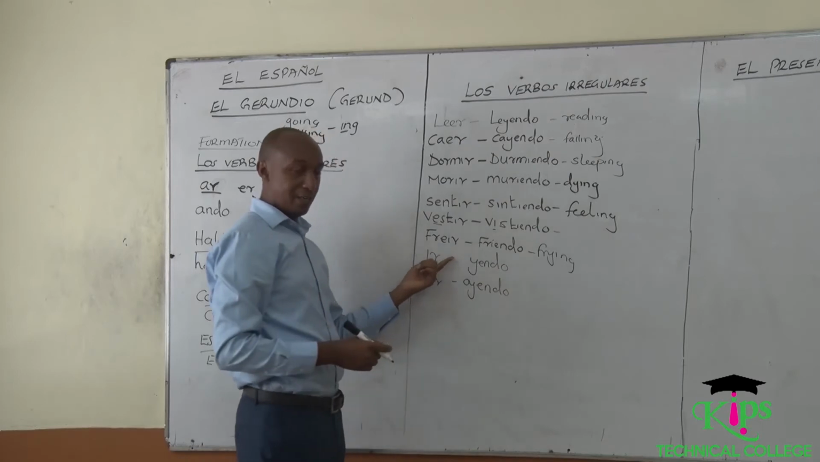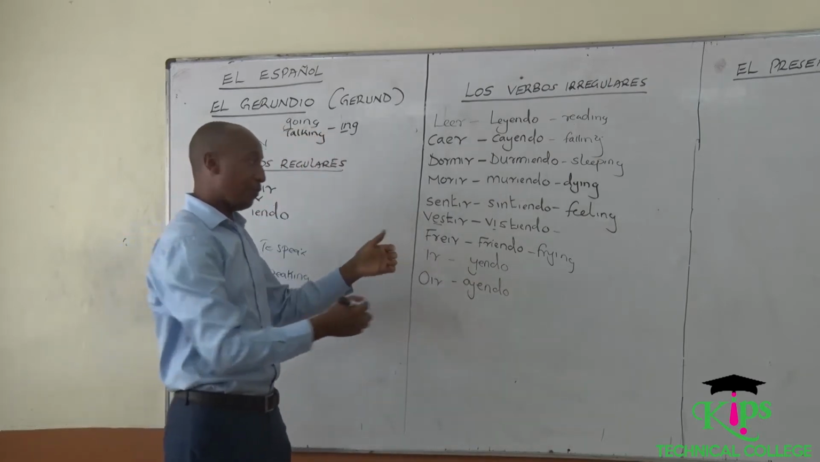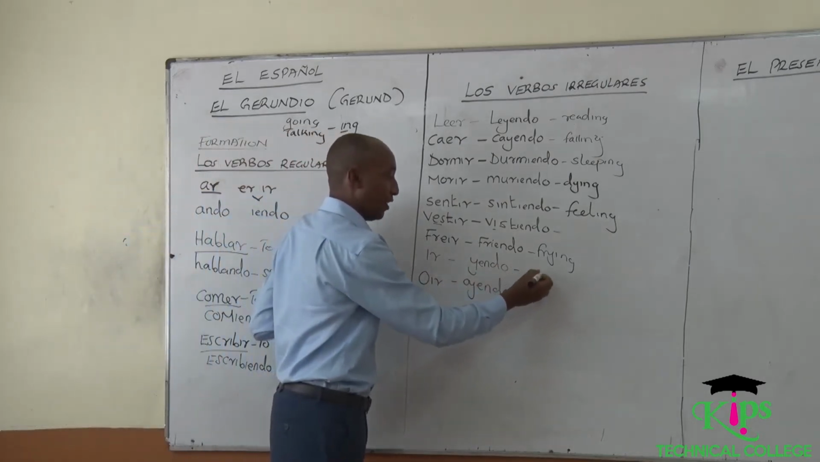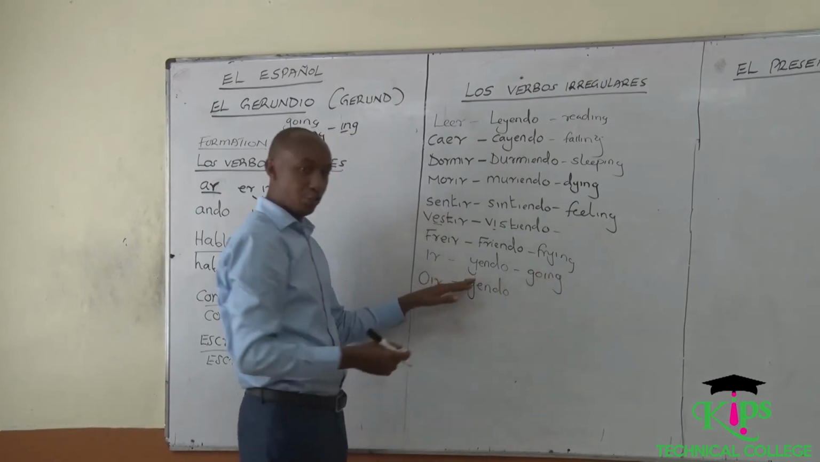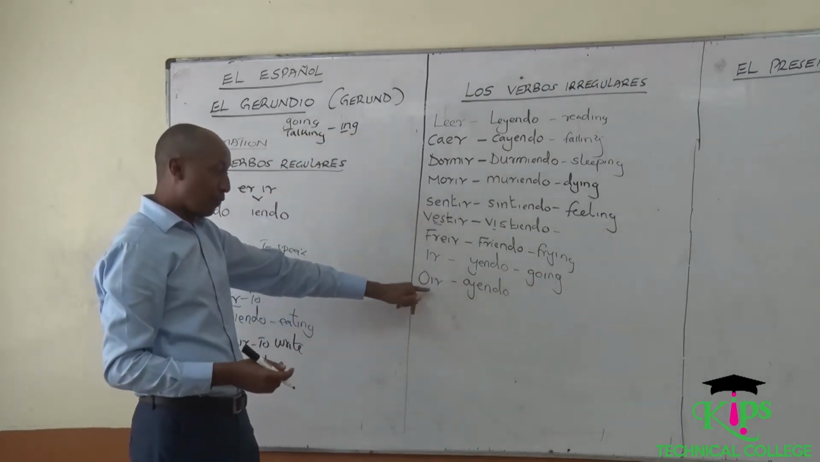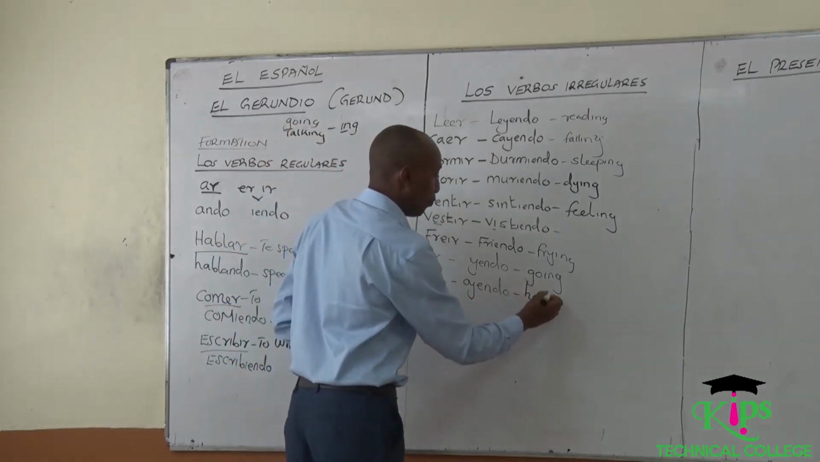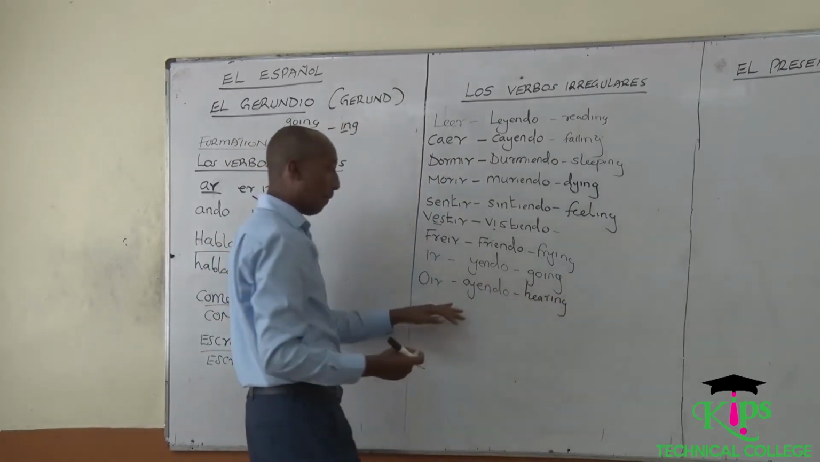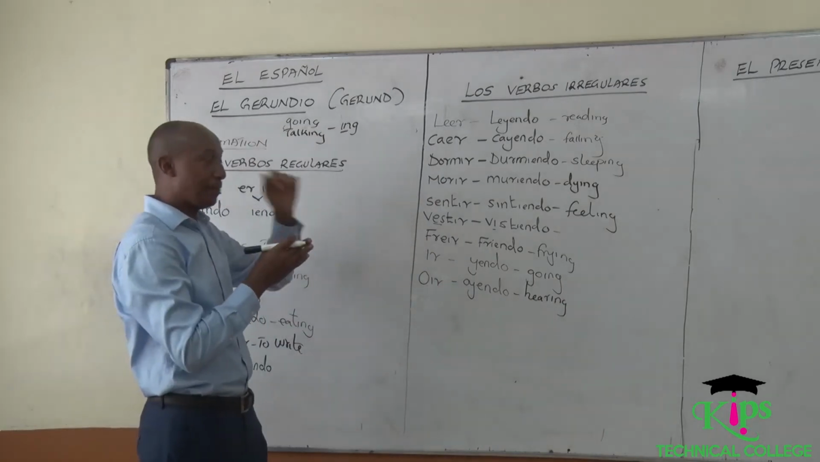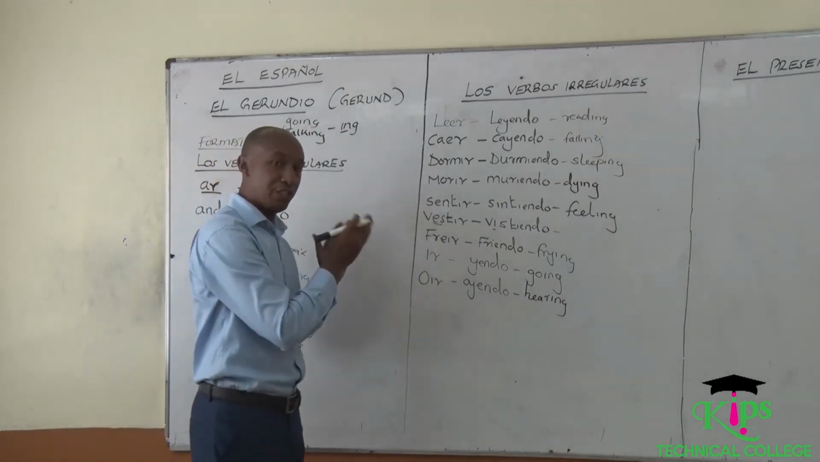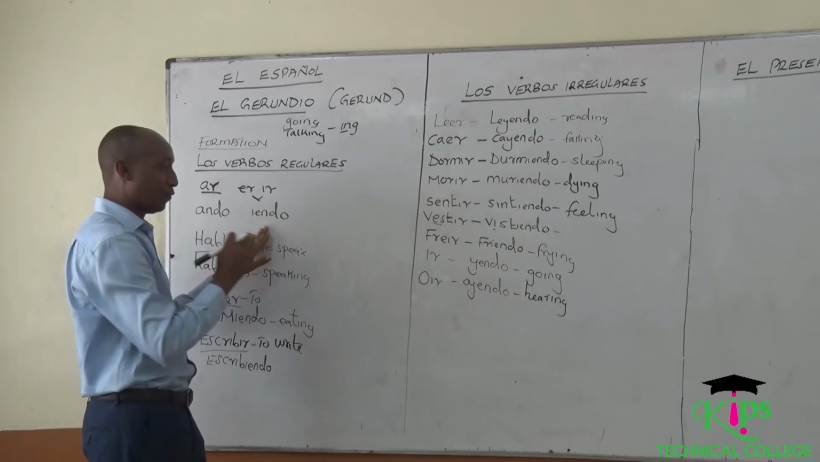Then we have ir, which is to go. We have yendo, which is going. See, this is quite different. Look at the change, very big. Then we have oír, oyendo. This becomes hearing. So you'll be learning more verbs because they're usually many, but this becomes the pattern, though it is not fixed. But for these ones that are regular, the pattern is fixed.